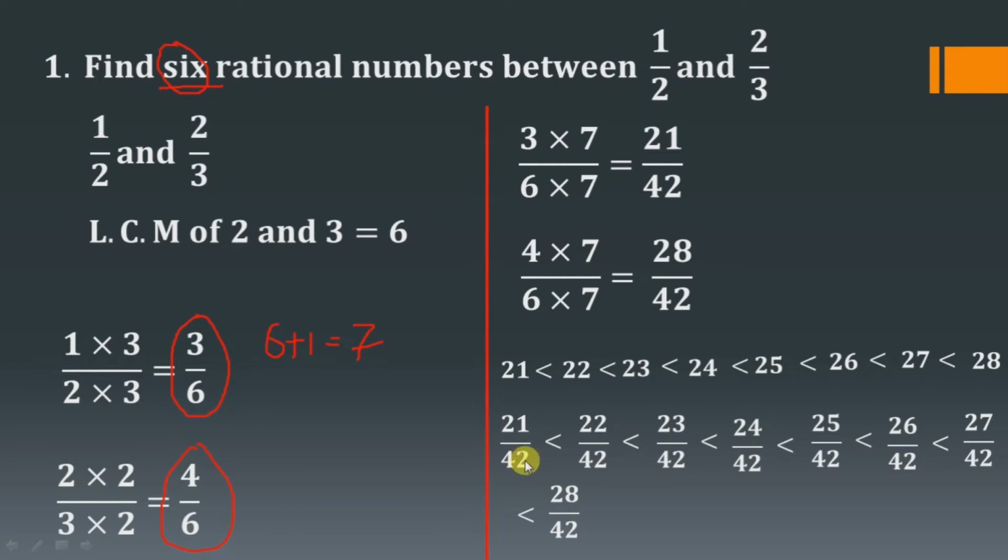So I'll get 21 by 42, 22 by 42, 23 by 42, 24 by 42, 25 by 42, 26 by 42, 27 by 42, and 28 by 42. Point to be noted: now instead of 6 rational numbers, if the question says to insert 3 rational numbers, we'll multiply our like fraction by 3 plus 1, 4.